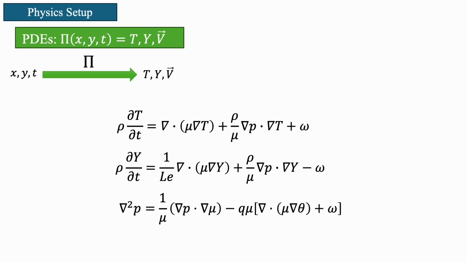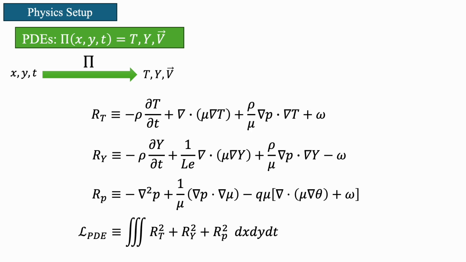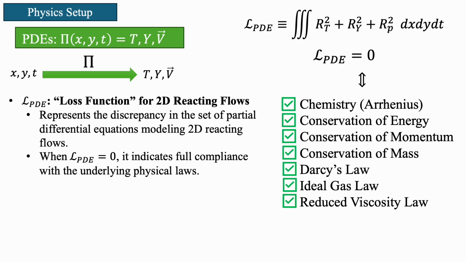To satisfy the system of 3 partial differential equations, we're going to look at the difference between the left-hand side and the right-hand side to make a residual term, R of t, R of y, and R of p. These residual quantities squared, summed, then integrated over our domain results in a loss function, which we'll call loss of our PDE. This loss function for our 2D reacting flow, when equal to 0, means our chemistry is satisfied, our conservation of energy, momentum, and mass is satisfied, along with Darcy's law, our ideal gas law, and our reduced viscosity law.